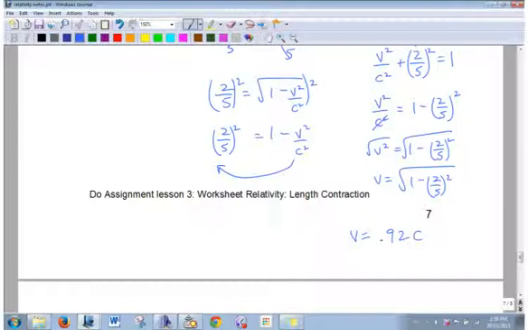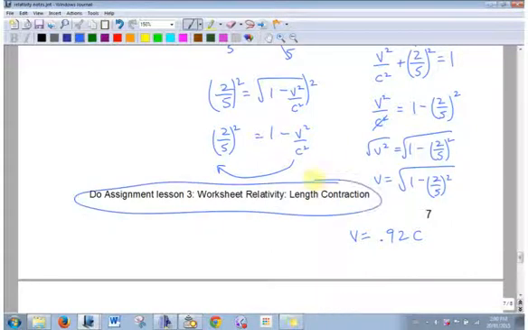So again, that's in terms of c. That's why I can just cancel this c squared thing out. I don't have to put 3 times 10 to the 8 squared here, right? That's in terms of c. Okay? So again, with time, I'm going to ask you to do that on the quiz.